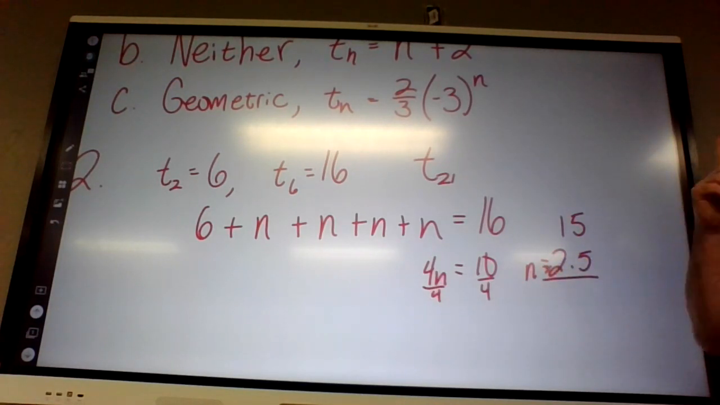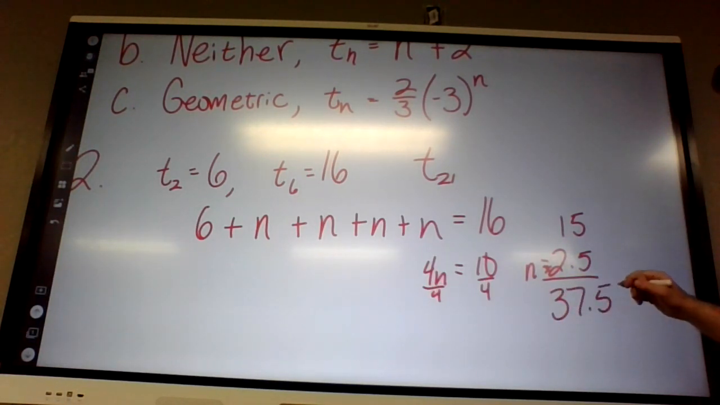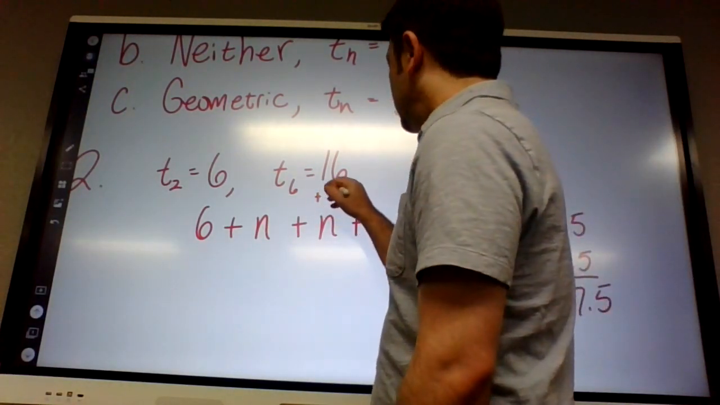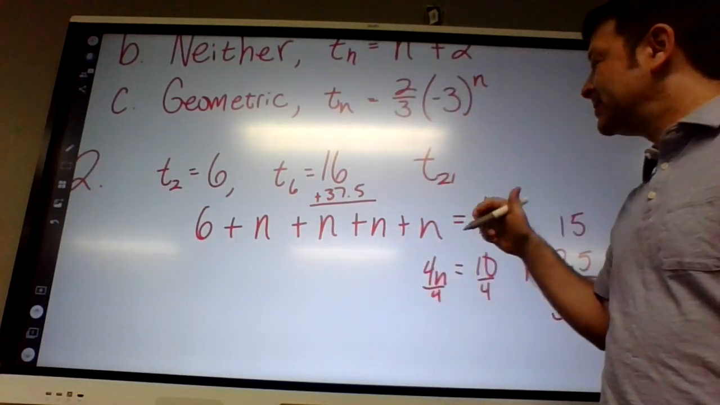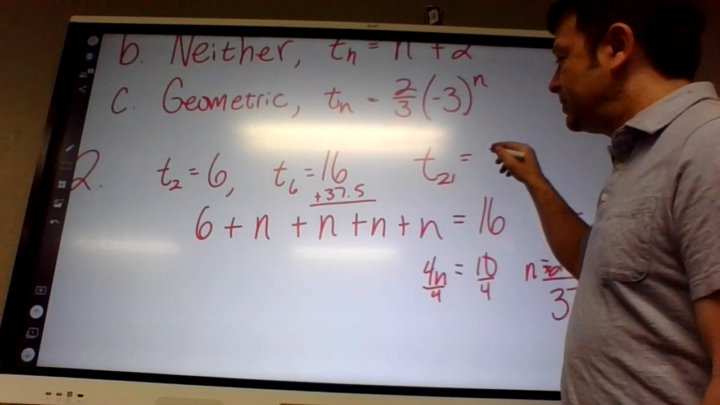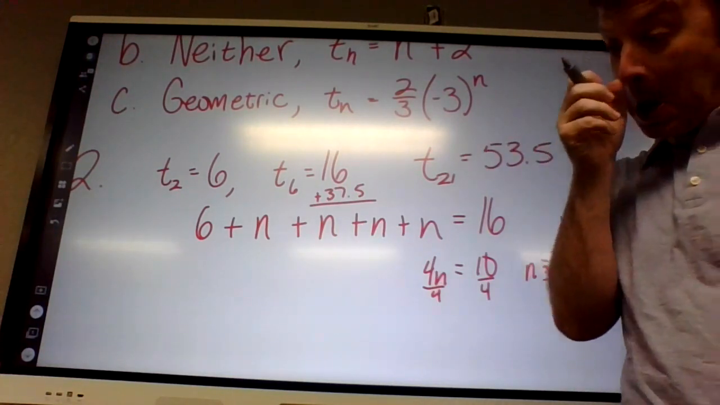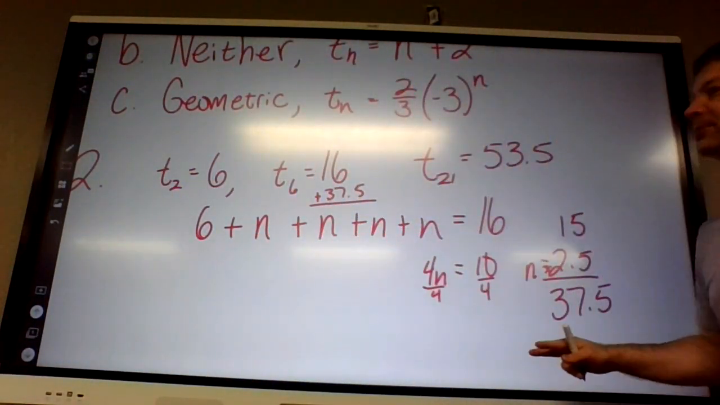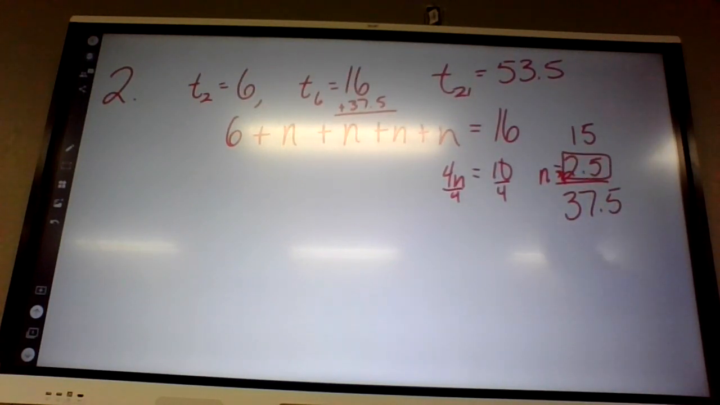It's a mess. Let's see, what was that? 37.5, I think. So it's increasing by that much. What was that? 53.5. See if we got it. Yeah, we got it. Yeah, it's a decimal, so I guess that might throw you off, but it's a messy 2.5 increase.